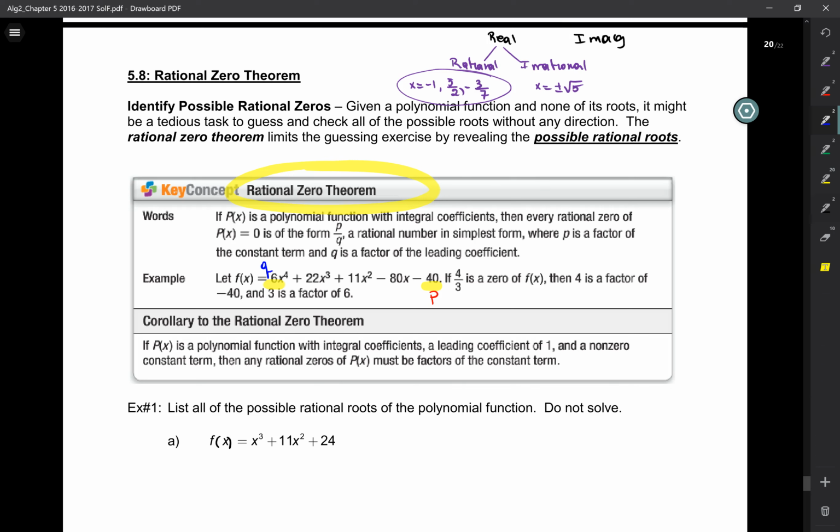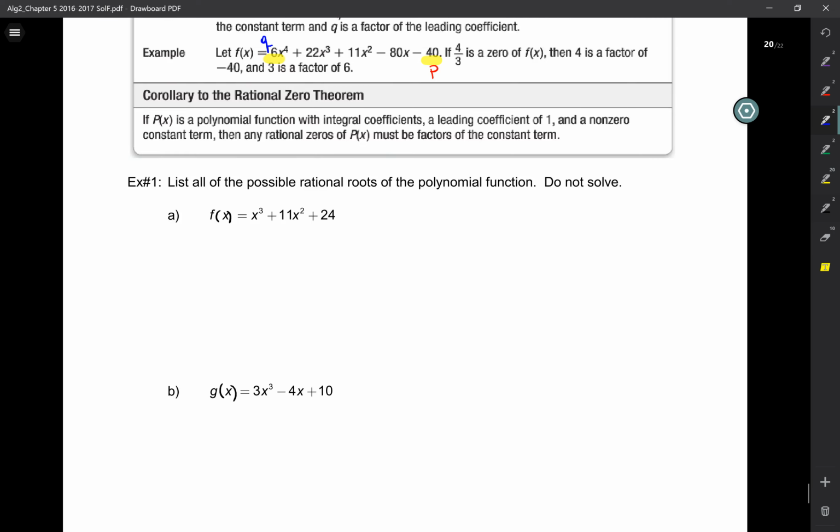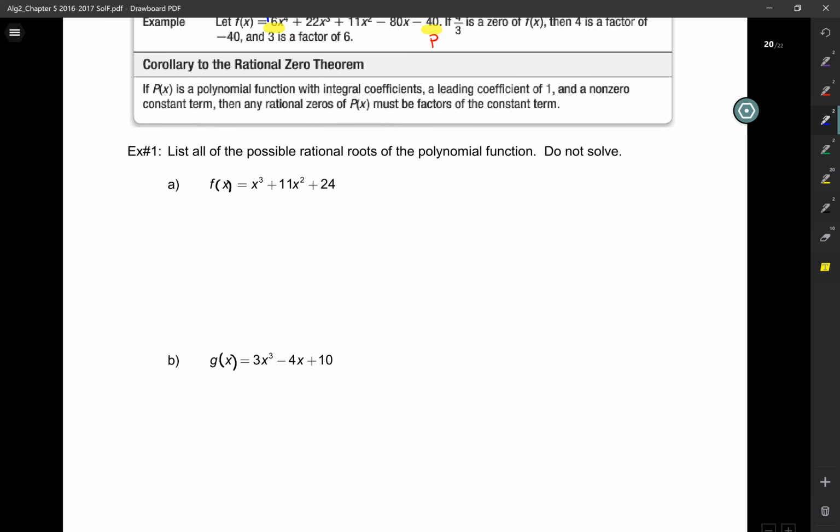So let's jump in to our first example and see how it's really going to work. All right, so now I have this. All I'm going to do for this function is list all of the possible rational roots. I'm not going to solve just yet, okay? So remember how I said you could either try an infinite number of numbers and see which one works, or you could narrow it down. So let's narrow it down. I'm going to take this number. What's that number? 24, right? But I don't want the 24 itself. I want all the factors of 24, and those are going to be my values of p.